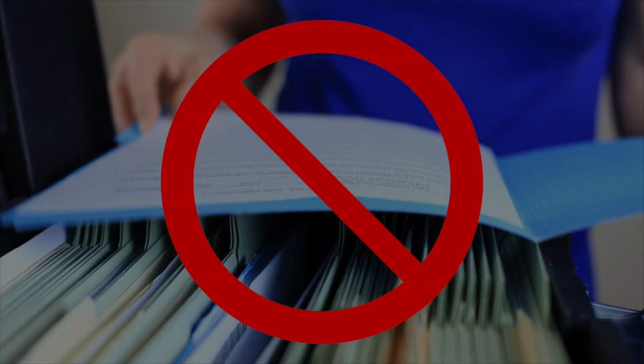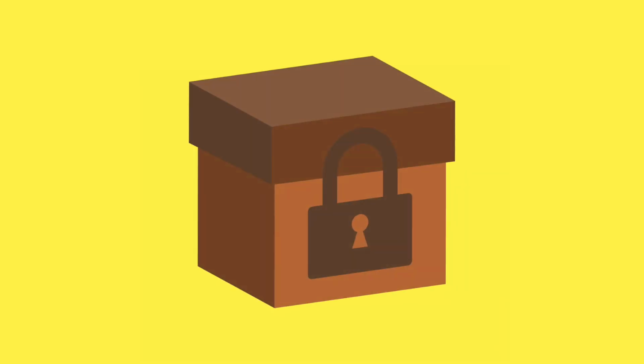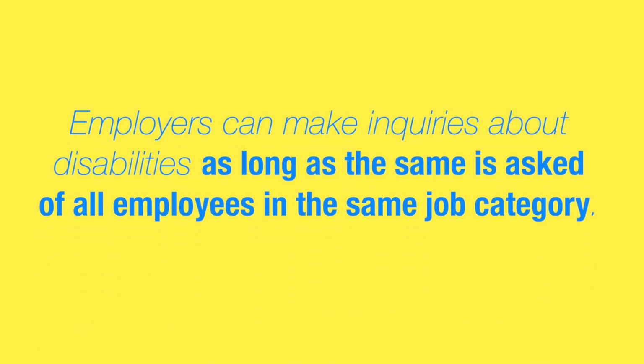Employers sometimes think they need all of the employee's medical documentation. You don't. It's the employee's choice for when to disclose their disability. An employer only has the right to documentation about the disclosed disability that requires accommodation. All medical information is confidential. The employer may tell coworkers there will be a change, but not why. Employers may make disability and medical-related inquiries as long as they ask the same questions of all employees in the same job category.